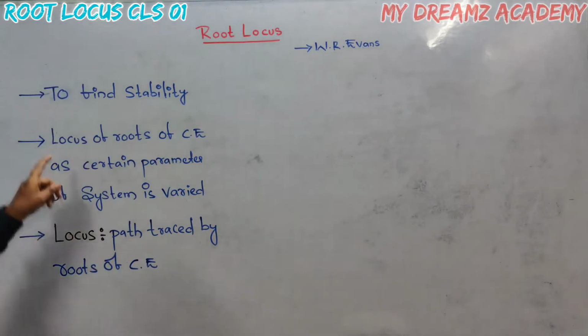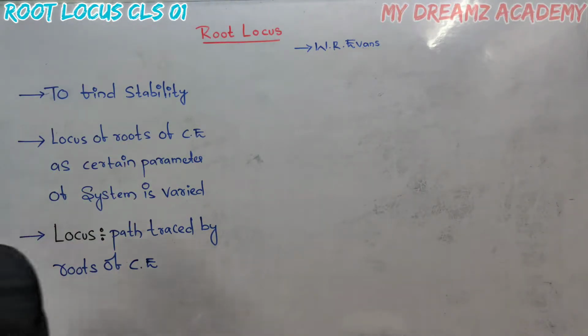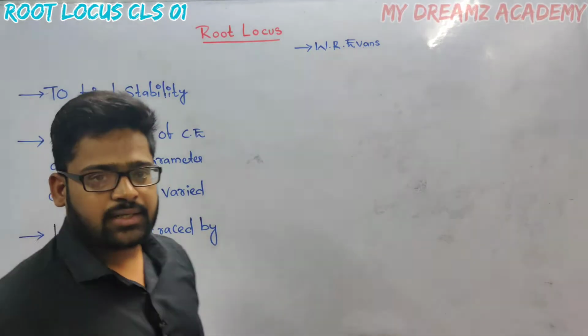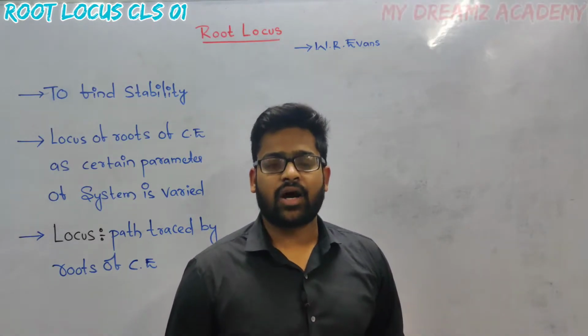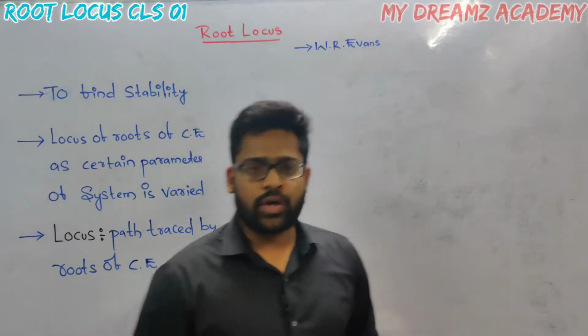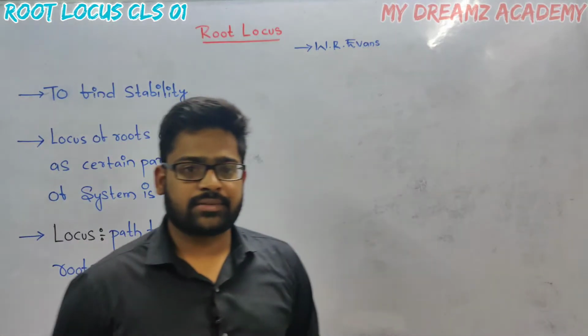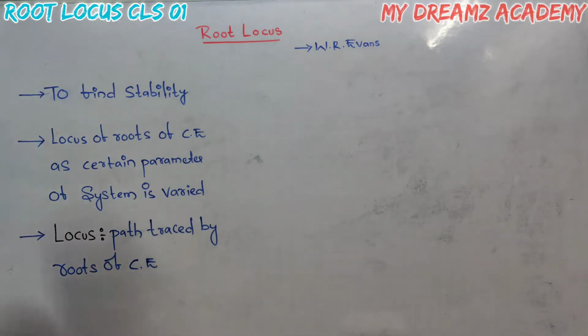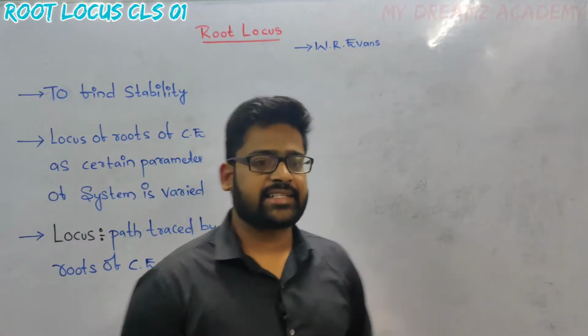Root locus is the locus of roots of a characteristic equation as a certain parameter of the system is varied, like K. K is the system gain. If K is varying, how the system stability is going to vary, that we can see by using root locus. And locus is nothing but the path traced by the roots of the characteristic equation. Now we will see what the characteristic equation is.